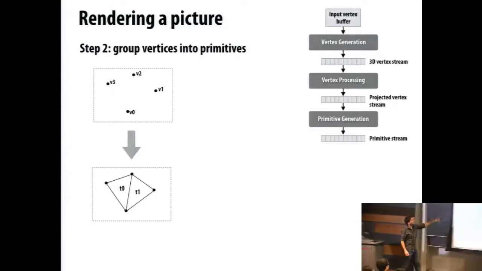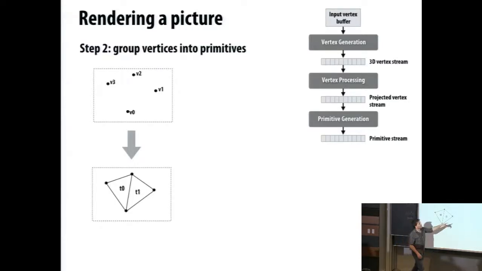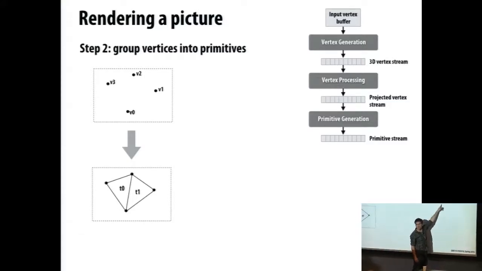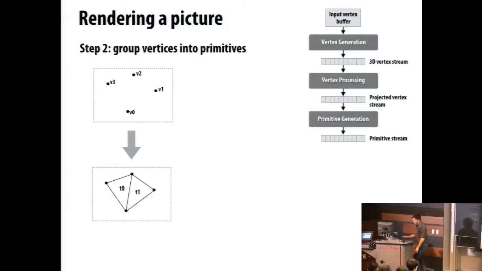Then I'm going to take these vertices on screen and I'm going to group them together into triangles. Not a particularly hard operation. I showed you how to do that one already, right? So now we have a stream of vertices, and I have an operation that groups them into triangles, or other primitives, but in this case, triangles. Everybody still following me? Okay.